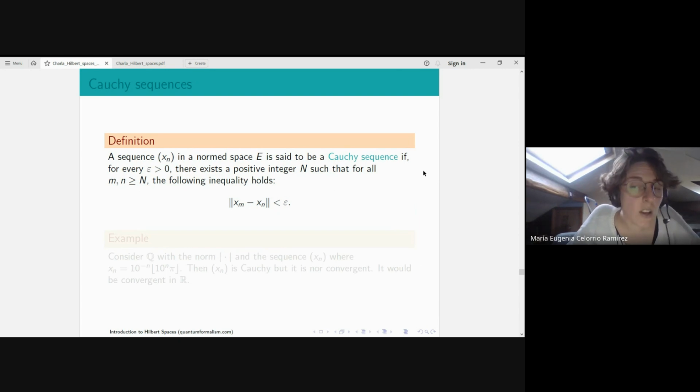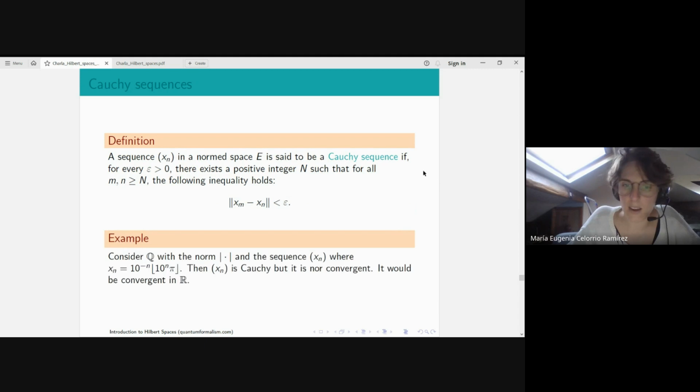That's not exactly how it is because we could have a hole, and we're going to see an example right now. If we're in Q with the absolute value as a norm, this is a normed space. And if we consider this sequence, which is a very convoluted way of writing the truncated decimals of pi, so x1 is going to be 3, x2 3.1, x3 3.14, and so on, then this sequence is Cauchy. They are getting closer to each other all the time because they are getting closer to pi. But it is not convergent because pi is not a rational number. However, this very same sequence, if we were in R, would be convergent.